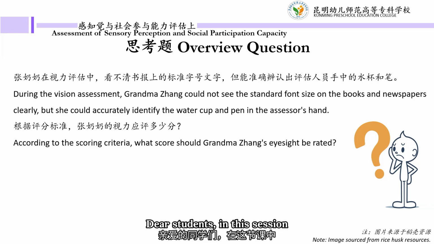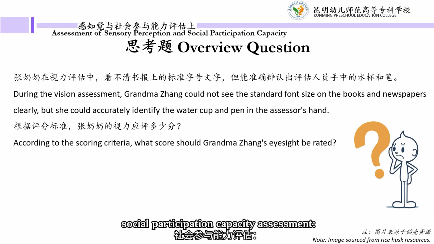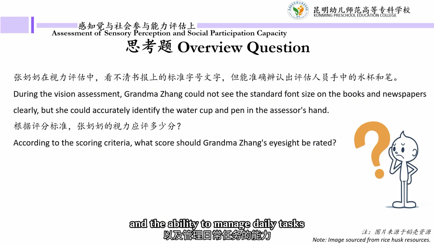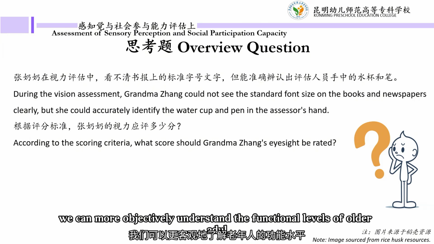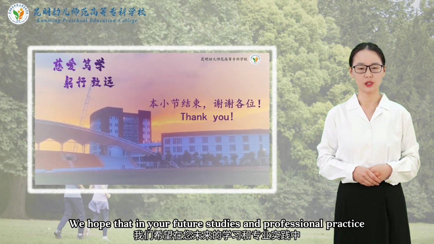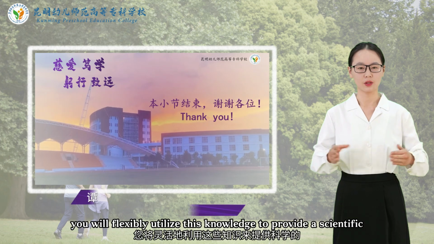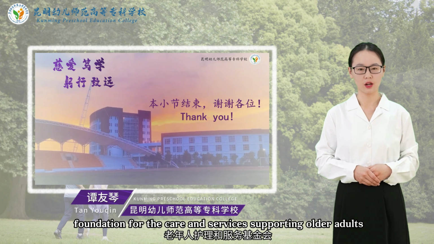Dear students, in this session we have covered 3 key components of sensory perception and social participation capacity assessment: visual acuity, auditory function, and the ability to manage daily tasks. By applying these methods and standards, we can more objectively understand the functional levels of older adults in their daily lives. We hope that in your future studies and professional practice, you will flexibly utilize this knowledge to provide a scientific foundation for the care and services supporting older adults.